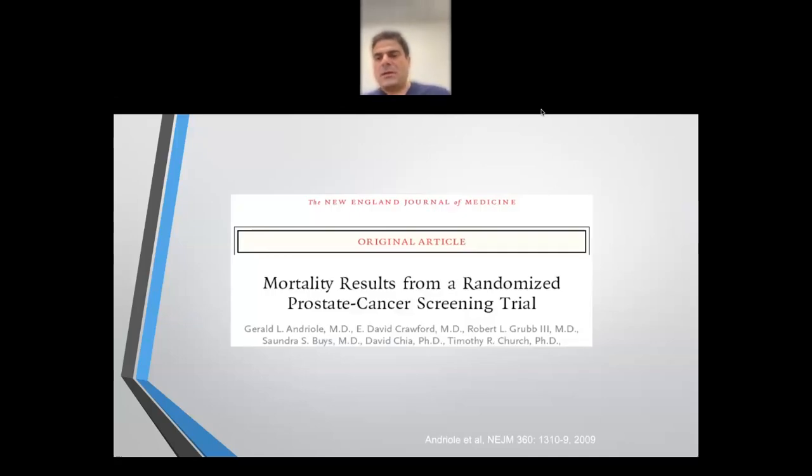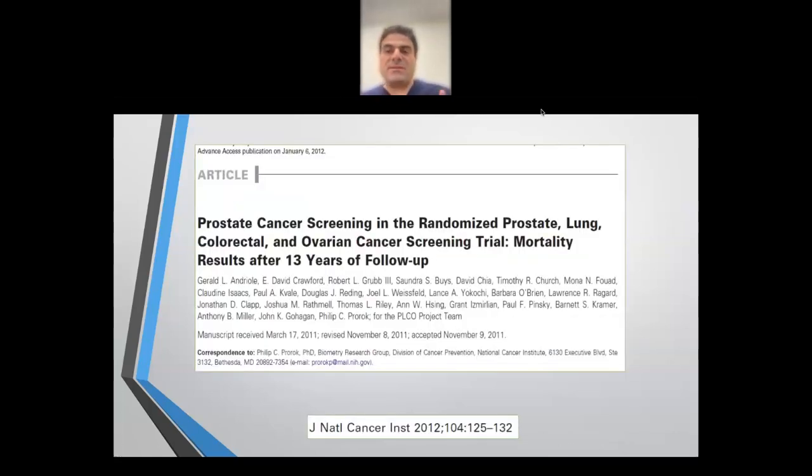Now, we want to look at the North American study. Next. So this is basically 13 years. This was a big study looking at prostate cancer, lung cancer, ovarian, and colorectal. It was run for 13 years, and we have even longer follow-up for this. Next.